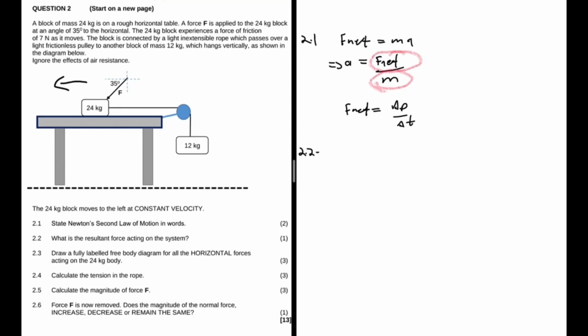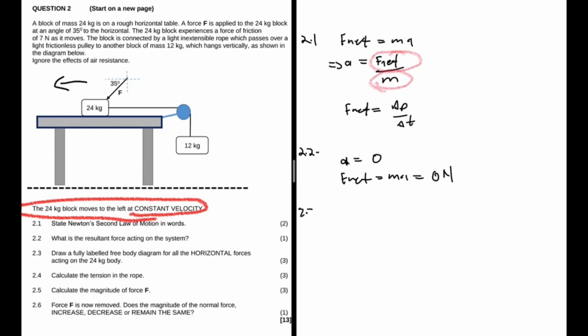2.2 says, what is the resultant force acting on the system? If you pay attention to this statement here, it says that the 24 kg block moves to the left at constant velocity. Constant velocity implies that our acceleration is equal to 0. If acceleration is equal to 0 and F net is equal to ma, then F net is equal to 0 newtons. So for 2.2, we have 0 newtons. And then now we can move to 2.3.